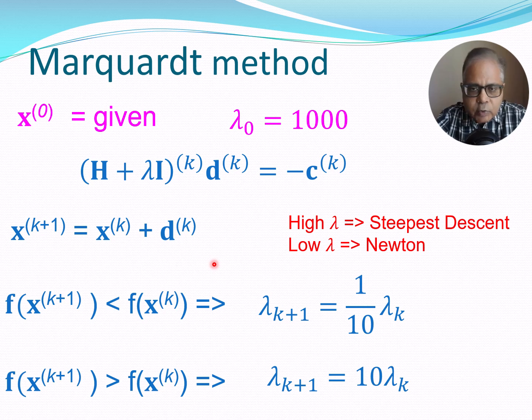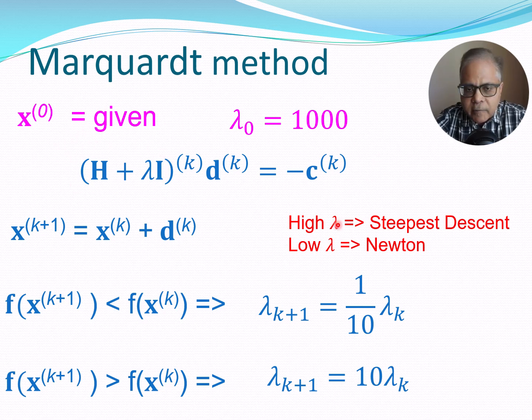Now there are two situations which happen in the Marquardt method. In case f(xk plus 1) is less than f(xk), then we set lambda k plus 1 is 1 by 10th lambda k. And in case f(xk plus 1) is greater than f(xk), then we say lambda k plus 1 is 10 times lambda k. So what actually is happening in the Marquardt method is that when you have high lambda, you are essentially using a kind of steepest descent method. And when you have low lambda, you are using a Newton method. So you can actually put lambda is 0 here and see that this will become the Newton method search direction.